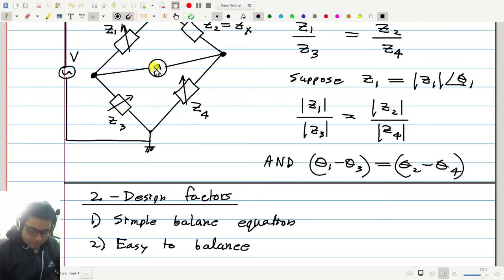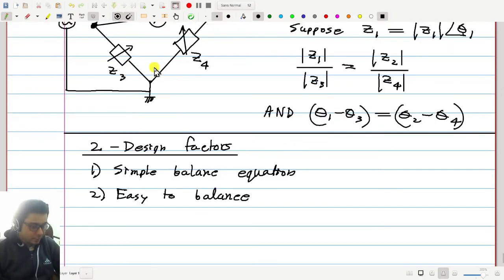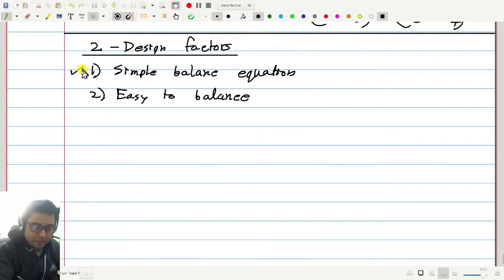Okay, so these are the two aspects depending on which all those bridges, Maxwell's, etc., given in your books, are designed. We will focus mostly on the first factor in our course. If time permits, I will also talk about this second factor. Otherwise, I will skip it, because the second factor is more delicate to consider.